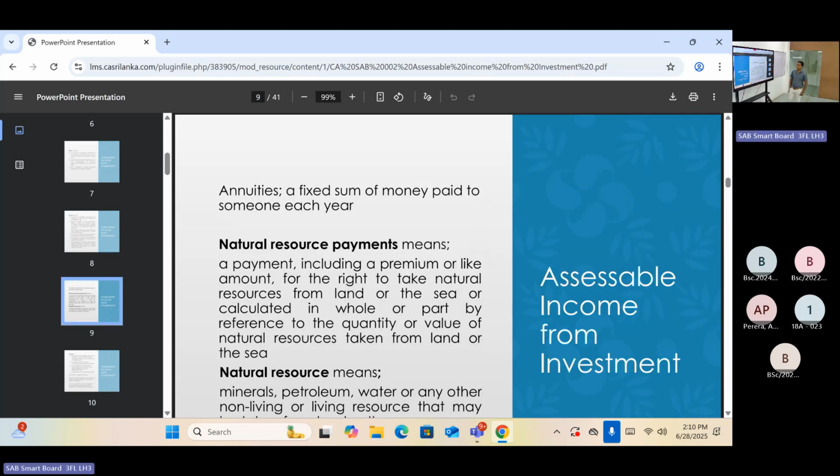Annuity is a fixed sum of money paid to someone each year. Natural resource payment means a payment, including a premium or likely amount, for the right to take natural resources from the land or sea, or calculated in whole or in part on the quantity or value of the natural resource taken from land or sea. So any payment connected to the usage of the resource connected to the land or sea shall be considered as payment for natural resource.